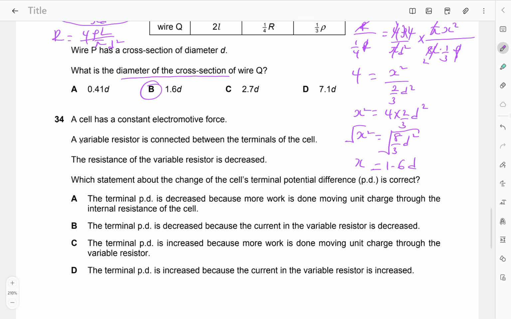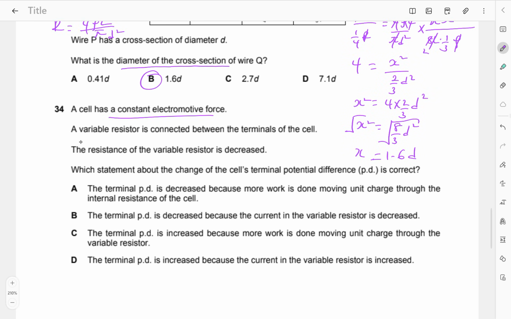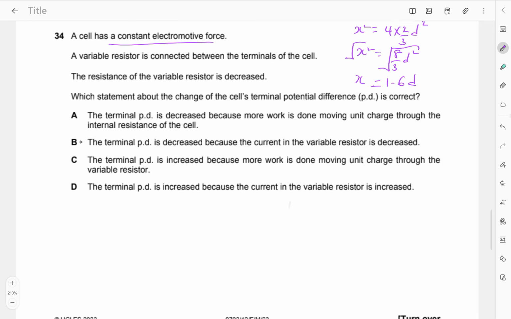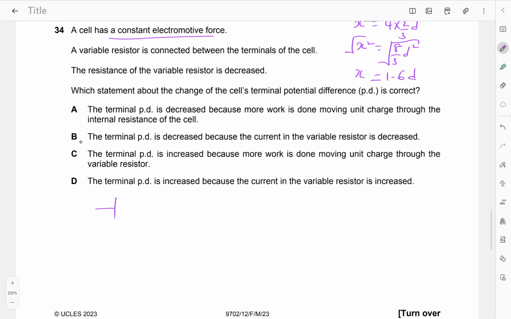A cell has a constant EMF. A variable resistor is connected between the terminals of the battery. The resistance of the variable resistor is decreased. So let's sketch something here. This is the cell. Let me put some internal resistance, and I have a variable resistor here. Let me call it R. Remember, the EMF of a cell is equal to the terminal PD, which I'm going to call VT, plus the lost volts.